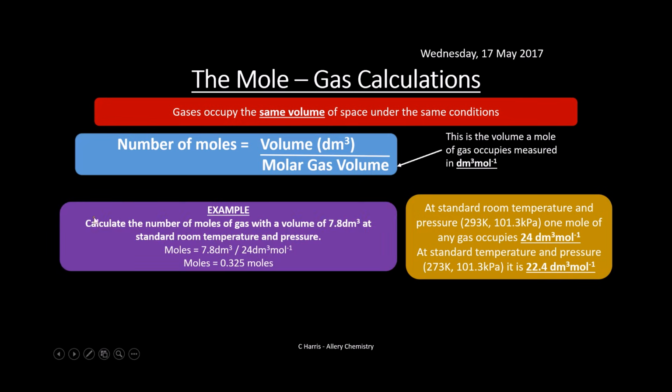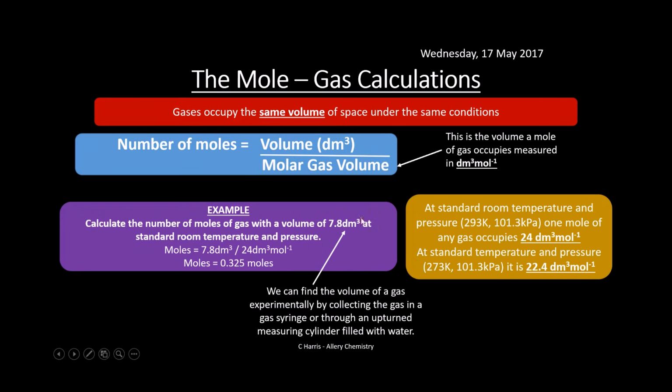So let's have an example. Calculate the number of moles of gas with a volume of 7.8 decimeters cubed at standard room temperature and pressure. Dead easy. We work out the number of moles, which is the volume, 7.8 decimeters cubed, divided by, because this is standard room temperature, 24 dm³ mol⁻¹. That equals 0.325 moles.